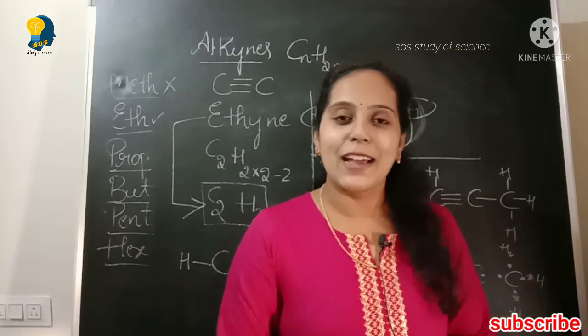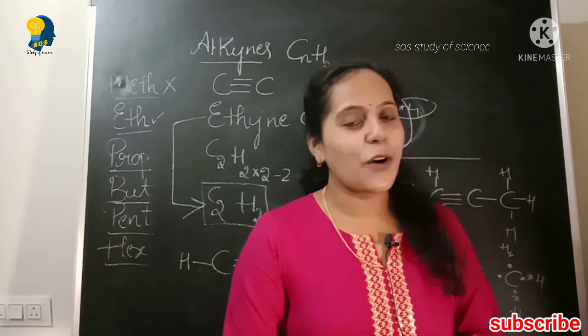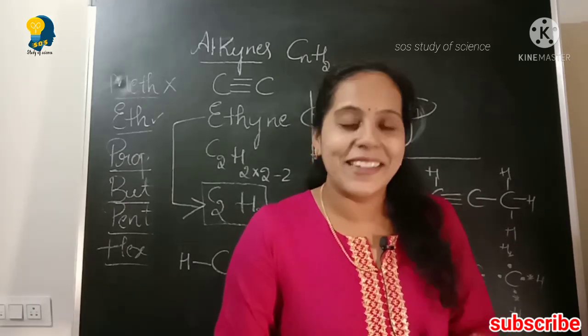So this is how we write the electron dot structural formula and the molecular formula for the alkyne. If you still have doubts, do comment, do mention in the comment section so that I can teach you a bit easier than this.